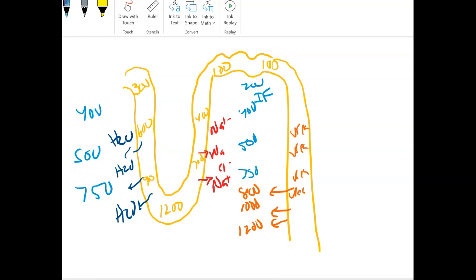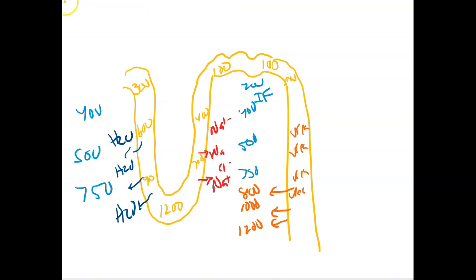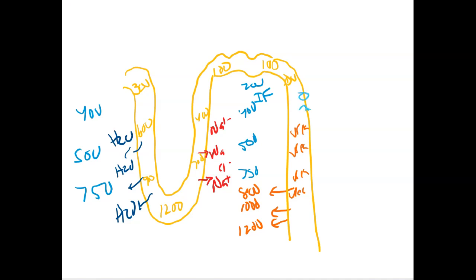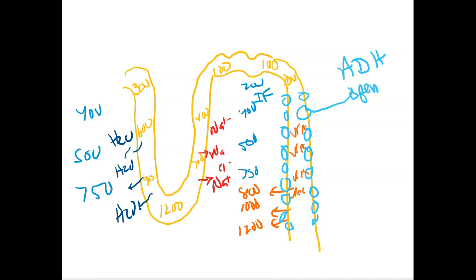So the filtrate comes in at 100, and we know that we have those little water channels, those aquaporins. So we'll just kind of draw them like this. And I'll just draw a bunch of aquaporins coming down the side here. And you should remember that the hormone that controls these water channels is ADH. And ADH is going to open them.